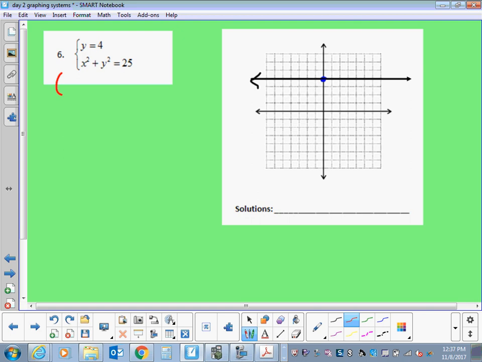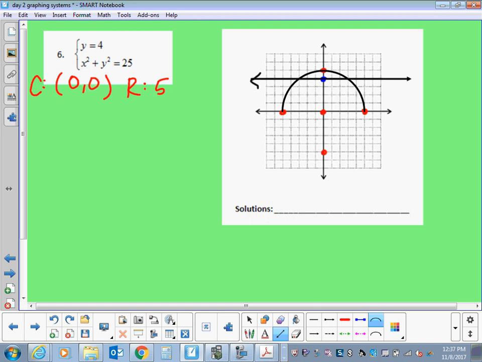What's my center of the circle? 0, 0. What is my radius? I can just graph that, right? My center is at 0, 0. My radius is 5 all the way around. 1, 2, 3, 4, 5, 5, 5, and 5. I'm going to use my tool to match the circle, so you guys just draw them the best you can.